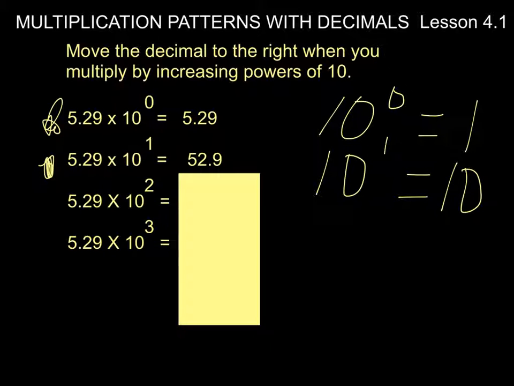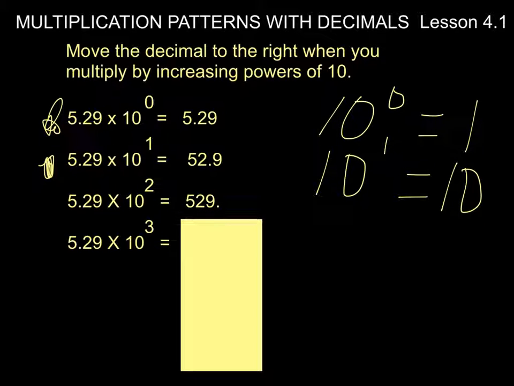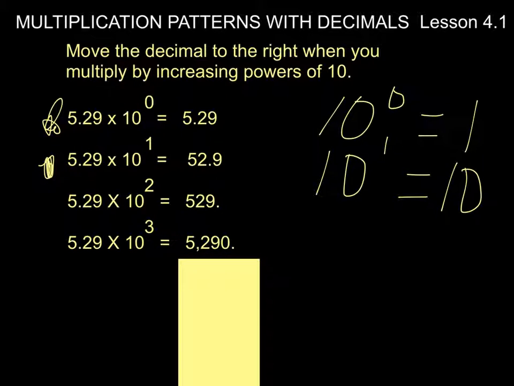Five and 29 hundredths times 10 to the second power means we're going to move our decimal over one more place to the right to get 529. And when we multiply by 10 to the third power, we're moving the decimal place over one more place to get 5,290. So if we look back at 5 and 29 hundredths, when we multiply by 10 to the third power, we're moving the decimal over 3 places to the right.